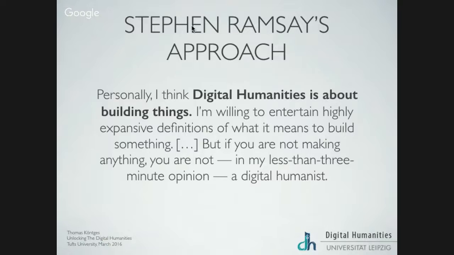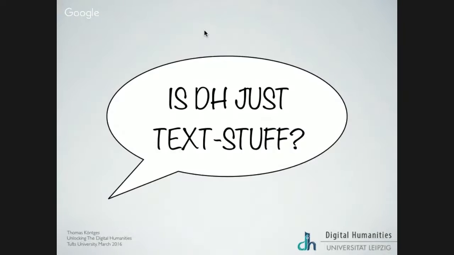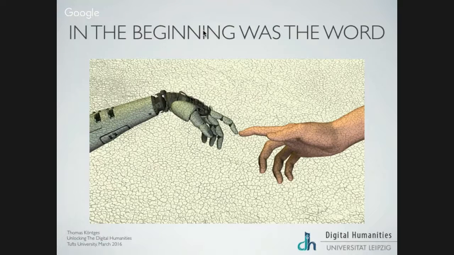So I've shown you words, I've shown you text, and if you deal with digital humanities, you might actually ask the question, is DH just text stuff? Do I actually have to care if I'm coming from art history, musicology, philosophy, whatever? Is DH really just tech stuff? Well, it's a good concern. I mean, in the beginning was the word, in DH as well. So the history of digital humanities is really text-based.